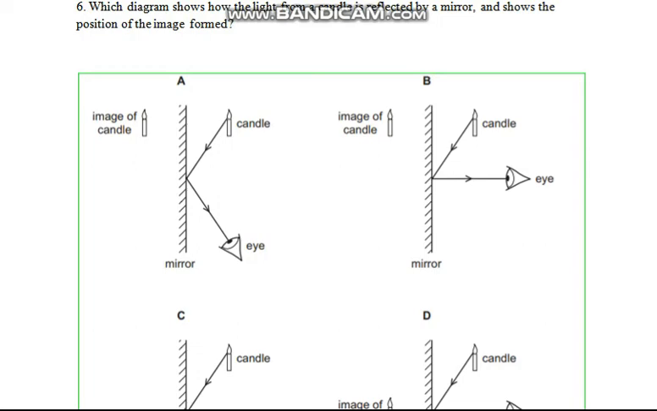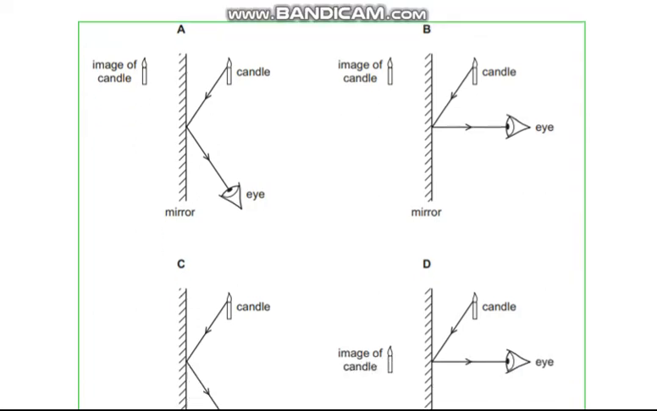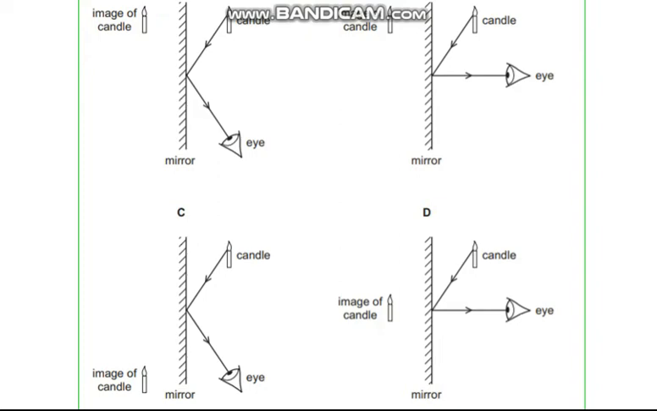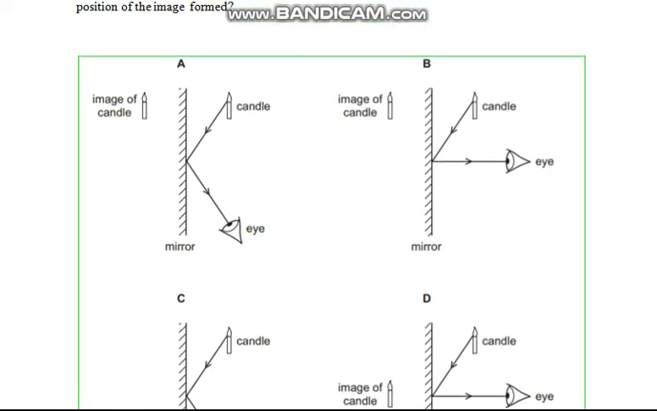So in our case, if we see all the four diagrams, D cannot be because the image should be in line with the object. So C and D can be eliminated. Out of A and B, the incident ray and then the normal, and this should be the reflected ray. In this case, it is incident and going back straight to the eye. That is not the case. So option A is the correct answer.